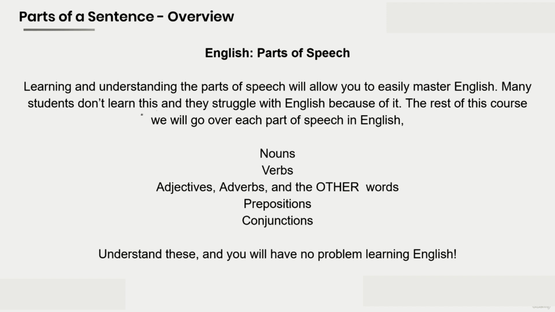And they struggle. Okay, so for the rest of this course, we will go over each part of speech in English: nouns, verbs, adjectives, adverbs, and what I call the other words: prepositions, and finally conjunctions. I promise if you understand all of these, then you'll have no problem learning English.